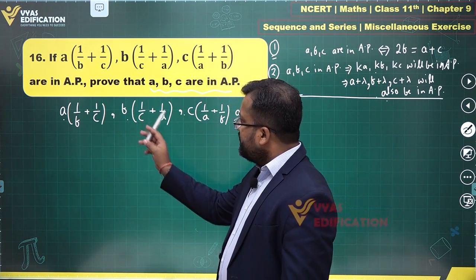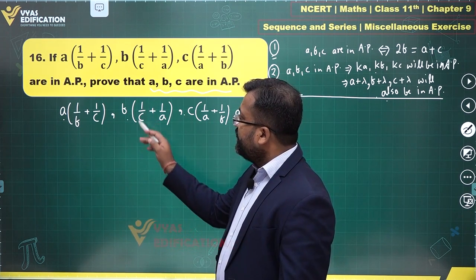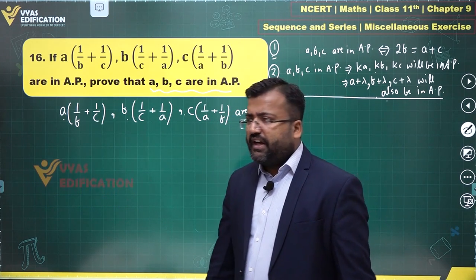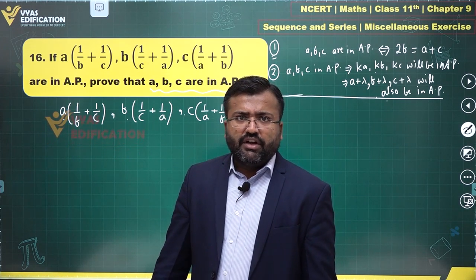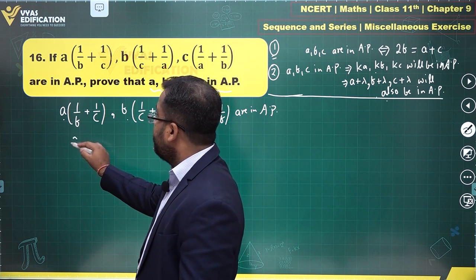Here also you can see B upon C, B upon A is there. B upon B is missing. Had there been B upon B, I would have taken B common, and 1 upon A, 1 upon B, 1 upon C will be present over here. Similarly, over here. So for creating A upon A, B upon B, C upon C, what are we doing? A upon A is 1, B upon B is also 1, C upon C is 1. So we can add 1 to all these terms.